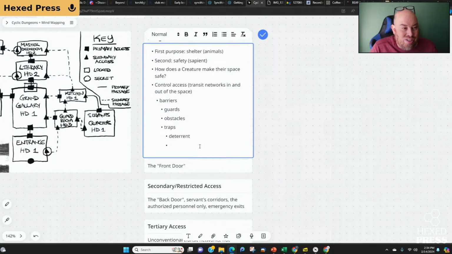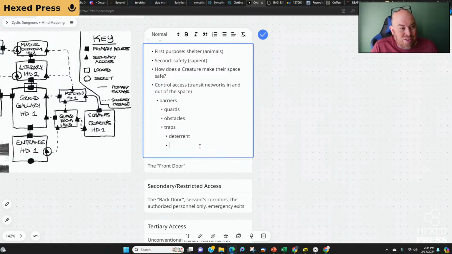And then there's the trap, which is hidden. To be more of the protective element, right? It's not just there to deter. It's not just there to deter by its presence. It's there to deter by its functioning.